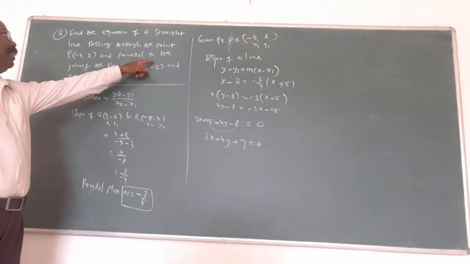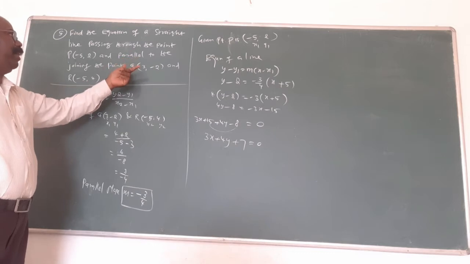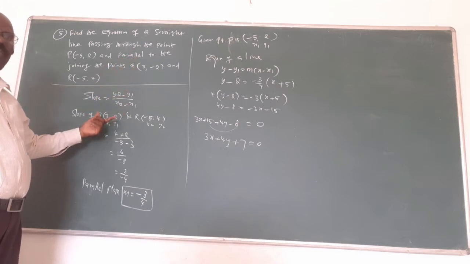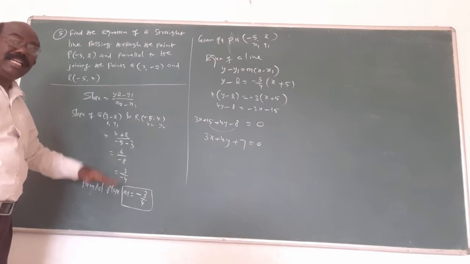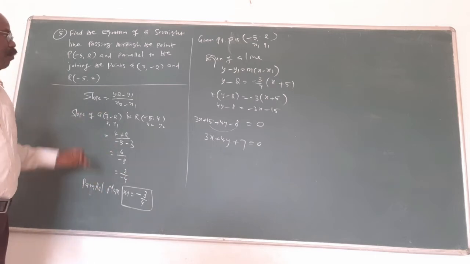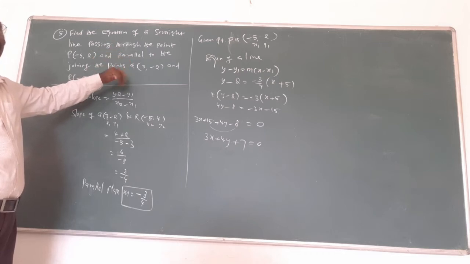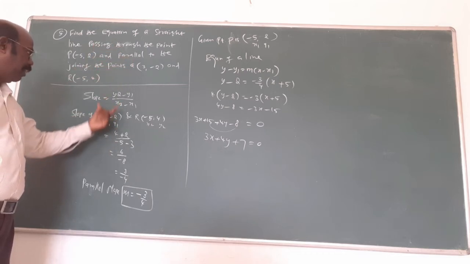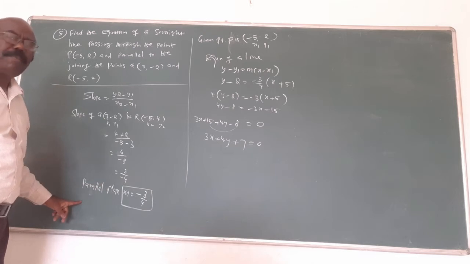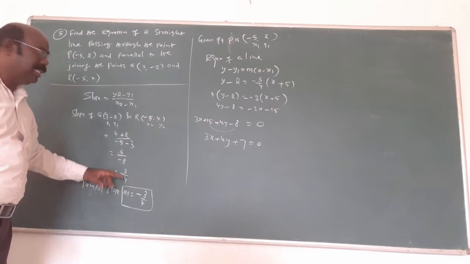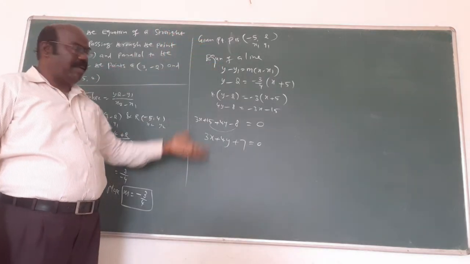Here parallel is given, that's why we use the slope formula. Perpendicular means the same method: by the slope formula you find the slope. After that, perpendicular means change the sign and take the reciprocal, that is the new m. It's the same way as in parallel. After finding the slope, you find the perpendicular slope by changing the sign and taking the reciprocal. And your point is given. The same formula, the same method.